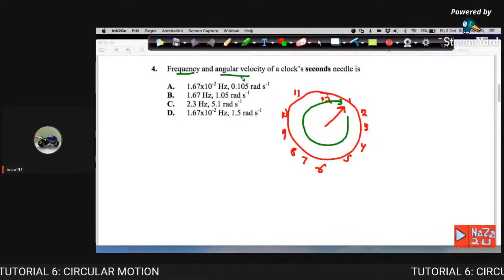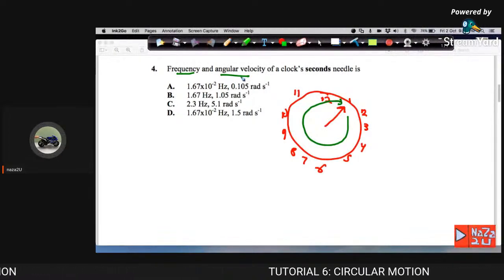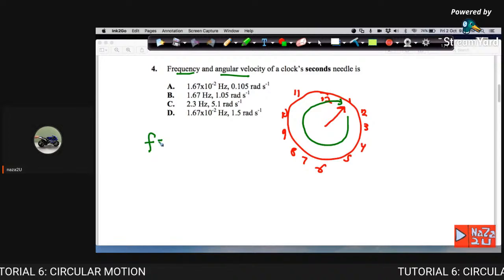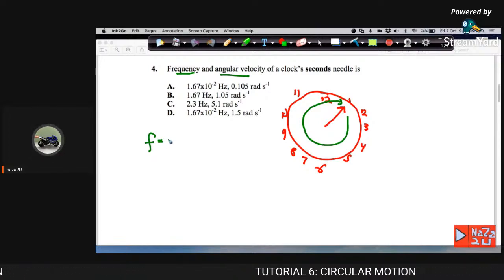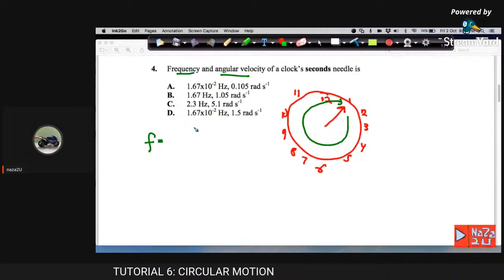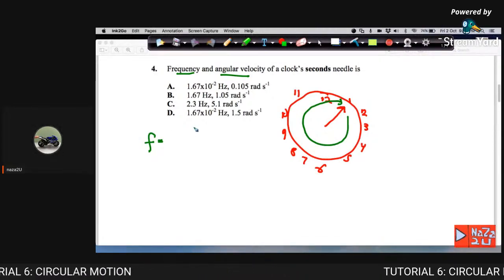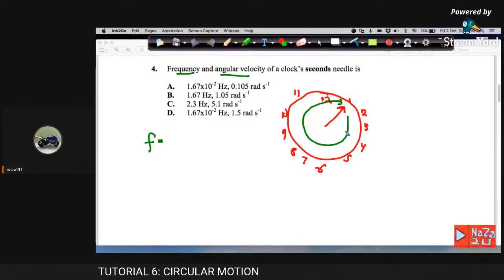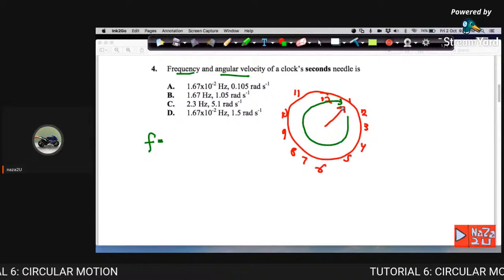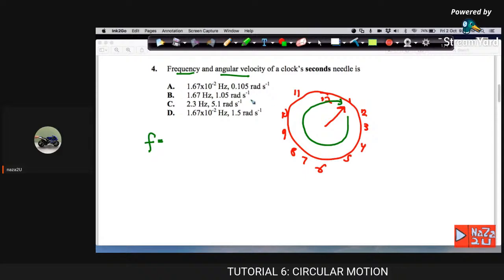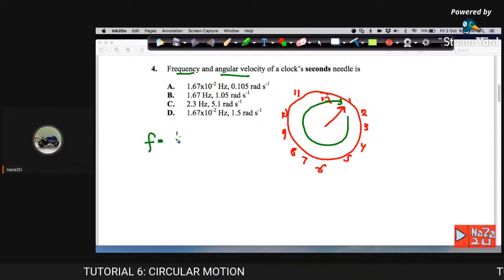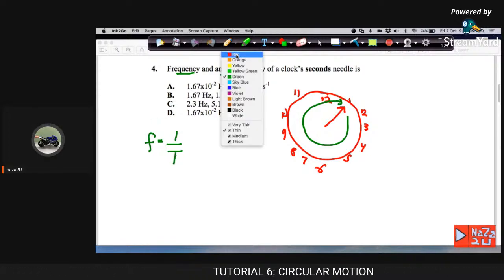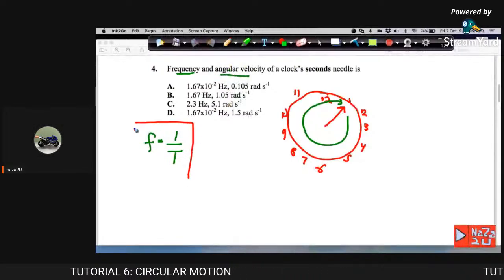So what is the frequency and angular velocity? If you look at the formula, the definition of frequency f is the number of complete circles in 1 second. How many complete rotations are there in 1 second? This is the frequency. Here, for one complete oscillation, the frequency is 1 over the period t. This is the equation to relate frequency and the period t.